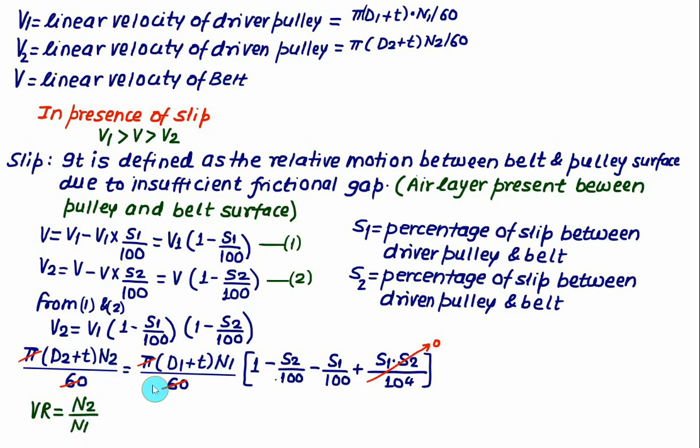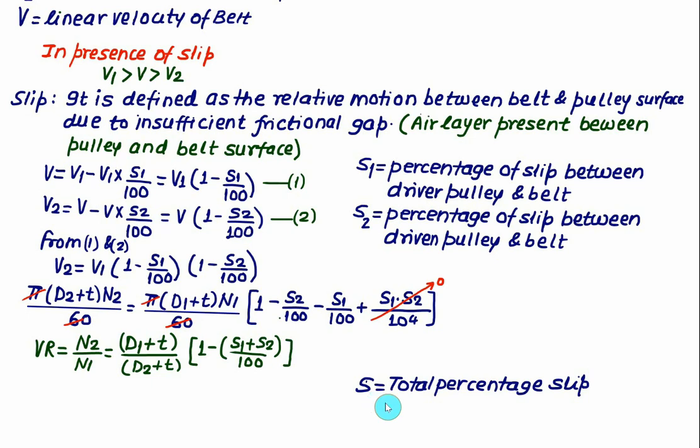If you take n2 by n1, we will get (d1 plus t), the diameter of the driver pulley plus the thickness of the belt, divided by the diameter of the driven pulley plus thickness of the belt, multiplied by the extra factor that comes because of slip, which is 1 minus (s1 plus s2) divided by 100, taking 100 and the minus sign common. In this fashion we can calculate Vr if the slip is known.